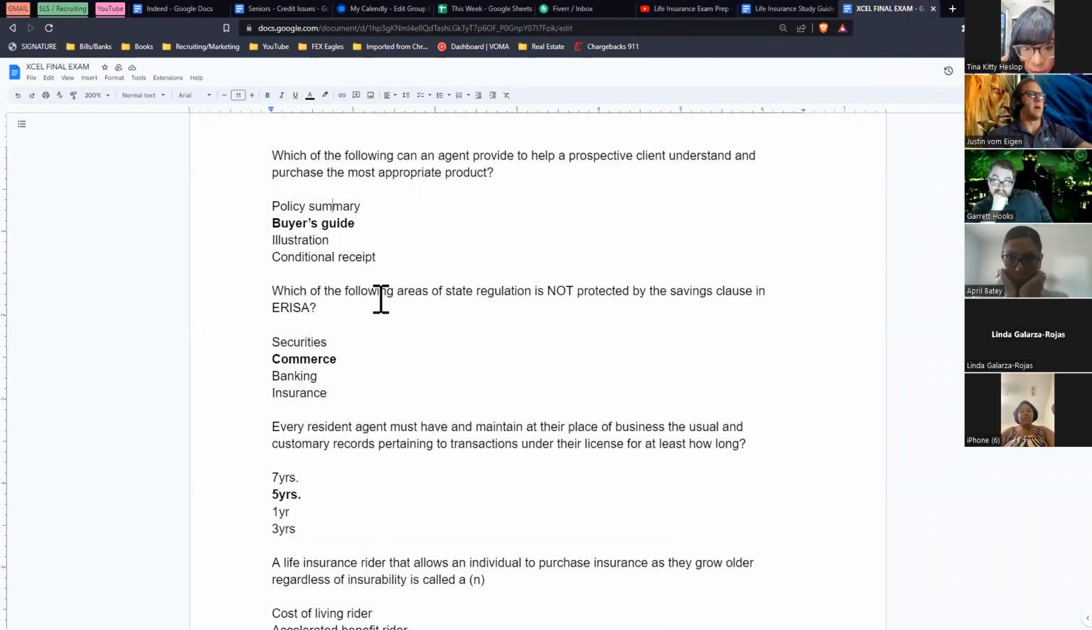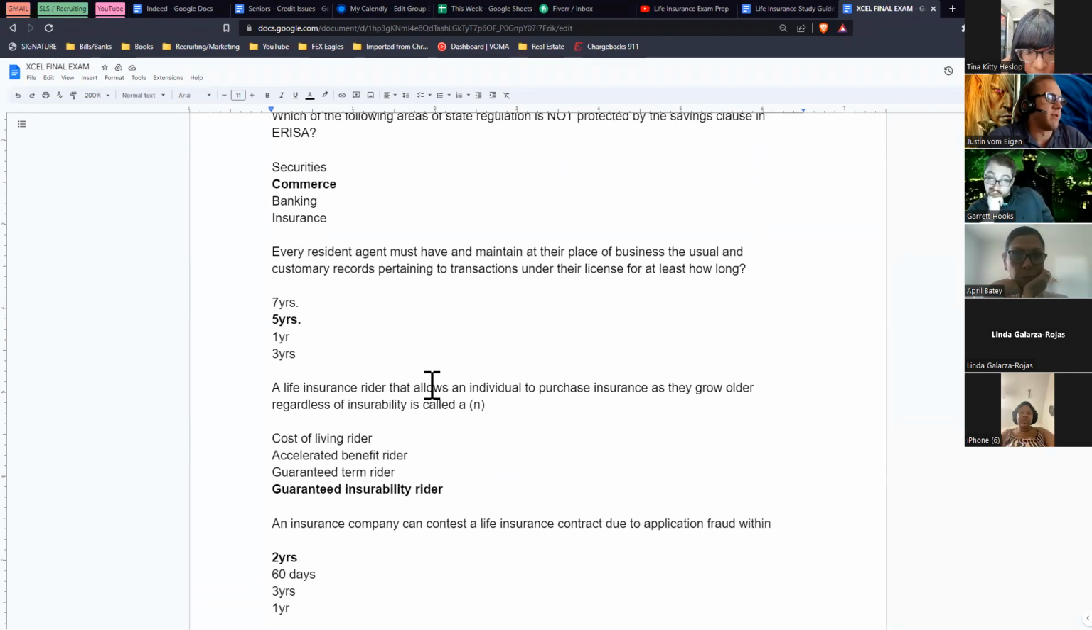Every resident agent must have and maintain at their place of business the usual customary records pertaining to transactions under their license for at least how long? So 5 years of records, okay? 5 years of records for your business.